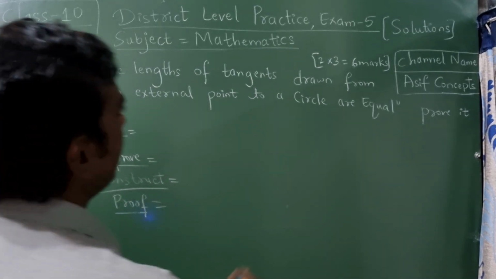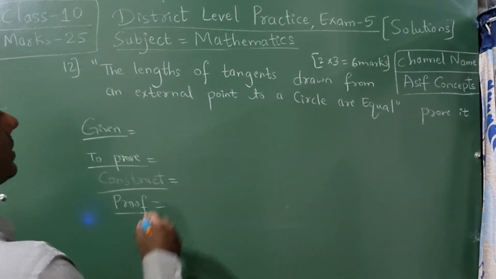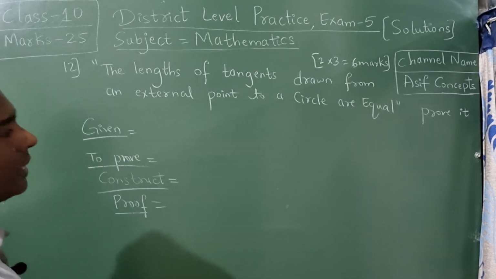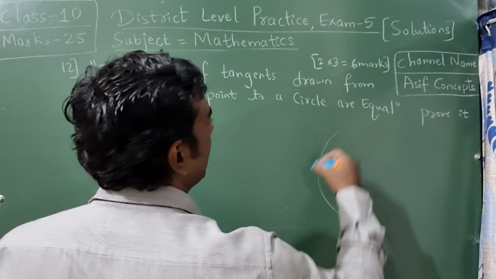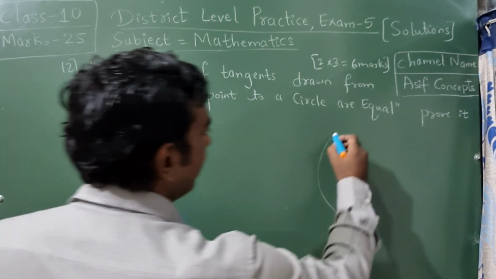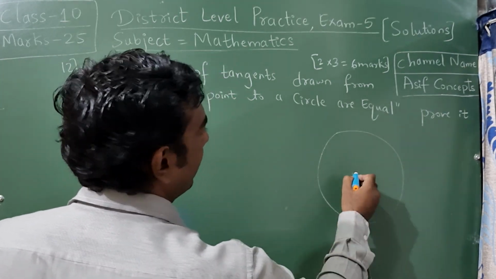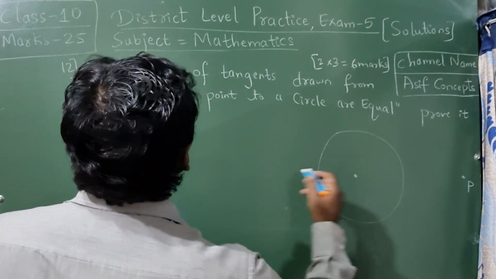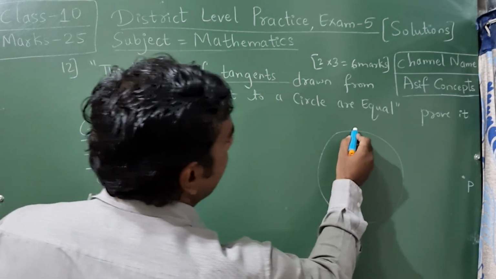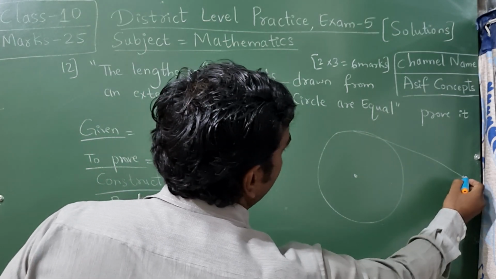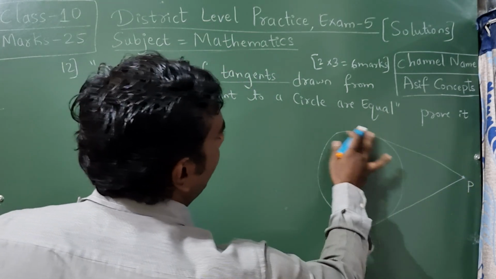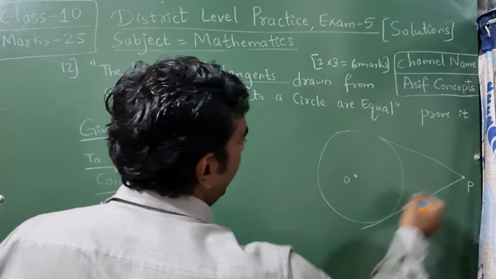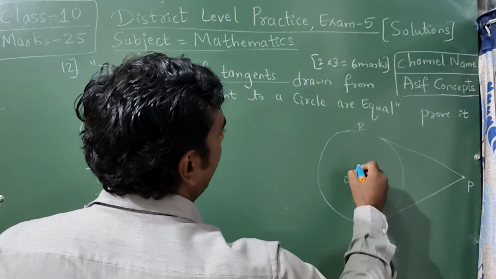Now this 12th question is a theorem from the circles chapter. The length of the tangents drawn from an external point to a circle are equal. So let me draw a circle. Okay. Now let this external point be P. Now the length of the tangents from here, if I draw a tangent. Okay, now O, P, Q and R.